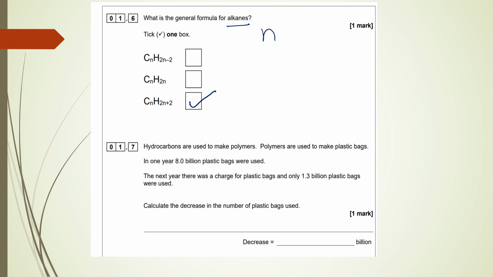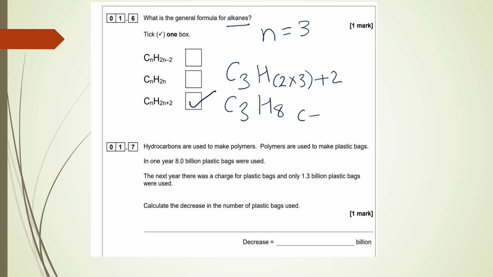So let's say n is 3, for example, in the exam, and you've been asked to draw the displayed formula or calculate the alkane. So you just do C3H2 times 3 plus 2, which is C3, 3 times 2 is 6, and plus 2 is 8. And then if you were to draw it, 1, 2, 3 carbons, and then you will see you will have 8 hydrogens, 1, 2, 3, 4, 5, 6, 7, and 8. So you can see that the formula works. So you can do your calculation and get the formula.